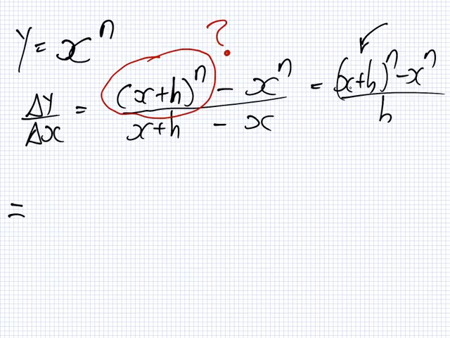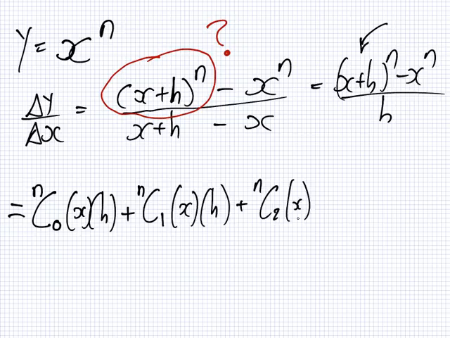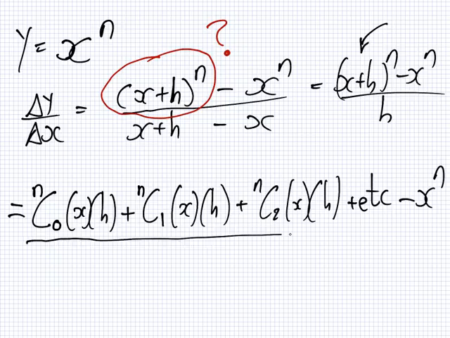Right, so what's the first one here? It'll be nC0, and then you have x and h, plus, and the next one? nC1, x and h, plus nC2, x and h, etc., minus x^n, all over h. Yeah?